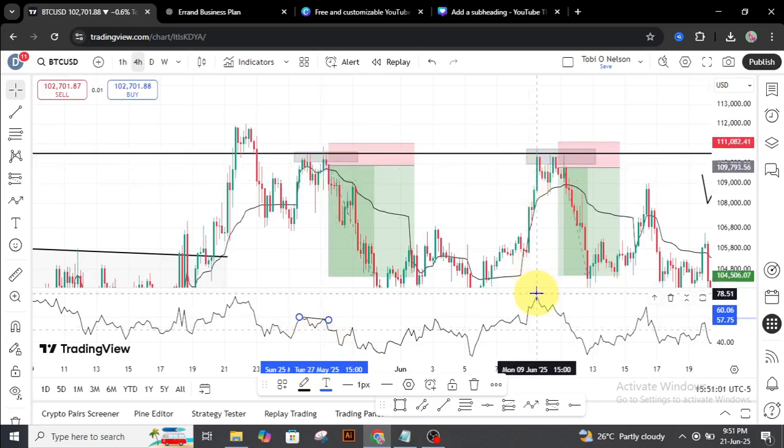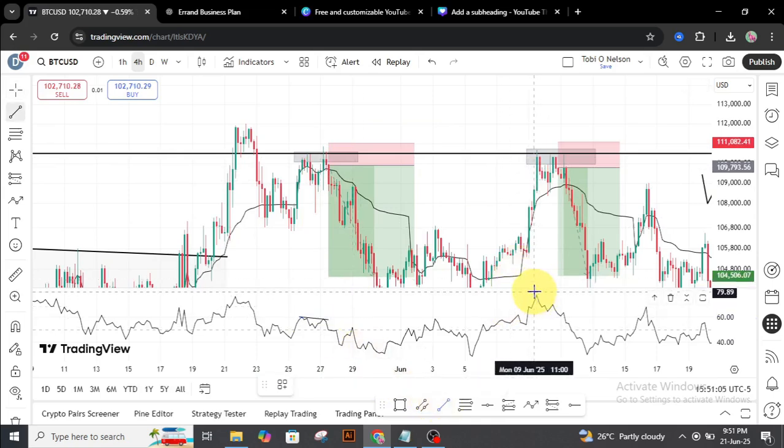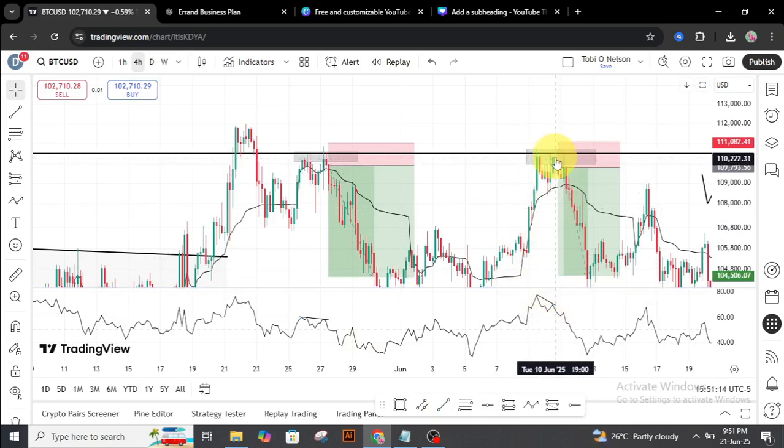Look at this one too. You can see how slanted it is to the downside. Here it is again, down to the downside. When you see that the second high here is very low and can't push above, it doesn't go above the second high, then know that the momentum is to the downside.